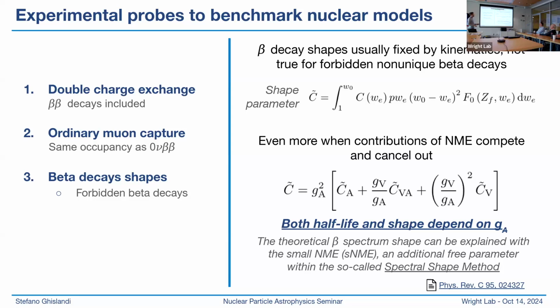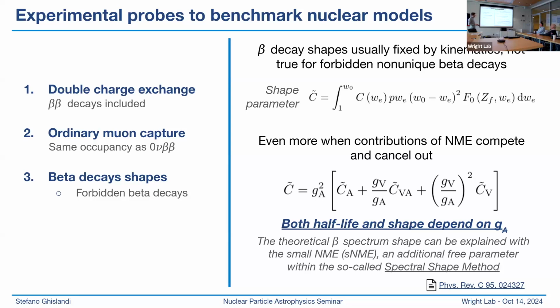And this is even more important when there are different nuclear matrix element contributions that compete. This is valid for an equation like this. You have different nuclear matrix elements, and the vector matrix element is actually similar in absolute value to the sum of the axial and the vector one, but with a different sign. And this destructive interference makes the shape parameter of the decay very, very dependent on GA.